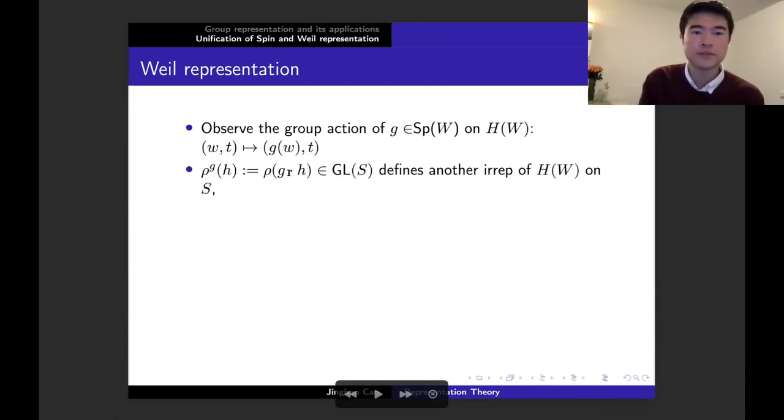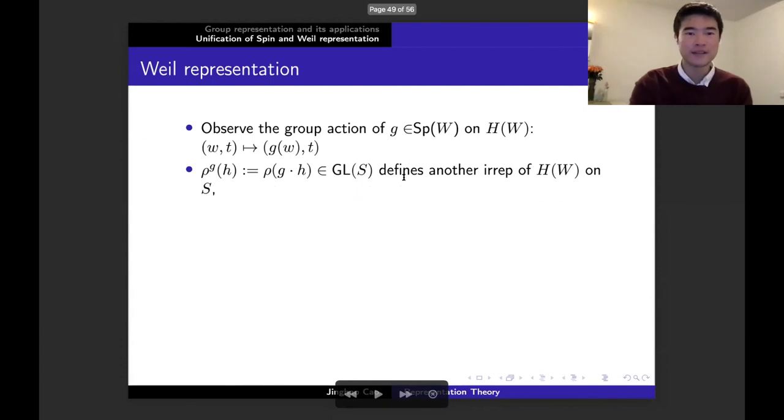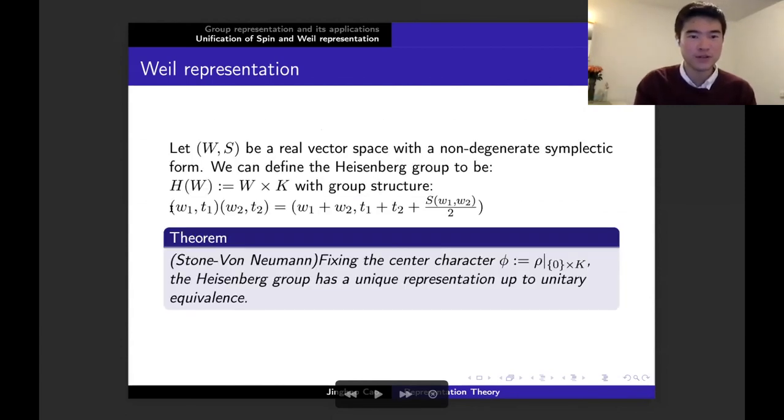And we notice that if we have a representation rho, we can define a new representation, which is rho composed with G·H. So basically we have the group action of G on H, and this gives us a new representation. And why is that? That's obvious because if we observe the action of G on the product of two elements from the Heisenberg group, it should be the same as the G action on the first element times the G action on the second element. And the reason for that is really just because G is in the symplectic group. And if we look back into the group structure of the Heisenberg group, it doesn't affect the S over here.